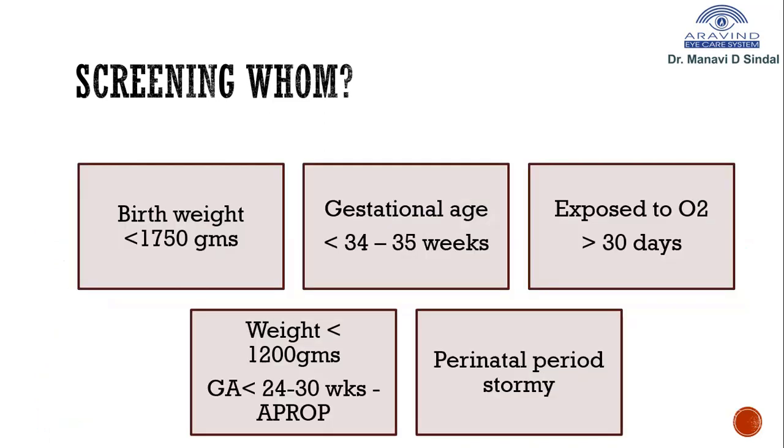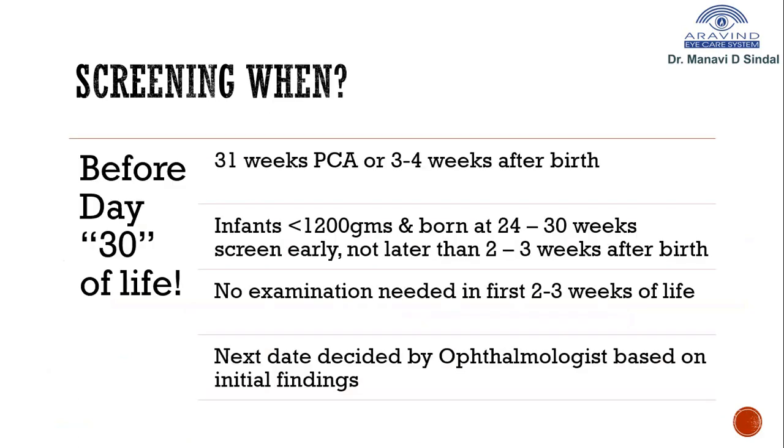So whom do you need to screen? These are the Indian guidelines. You need to screen babies with birth weight less than 1750 grams, relaxable up to 2 kgs, gestation 34 to 35 weeks, who are exposed to oxygen. Babies who are extreme preterm and extreme low birth weight are high risk for AROP. And sometimes babies who may be a little bigger and older but have had a lot of complications in the perinatal period may also be screened for ROP.